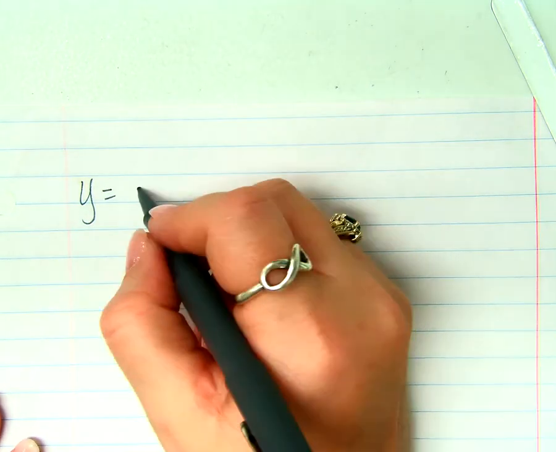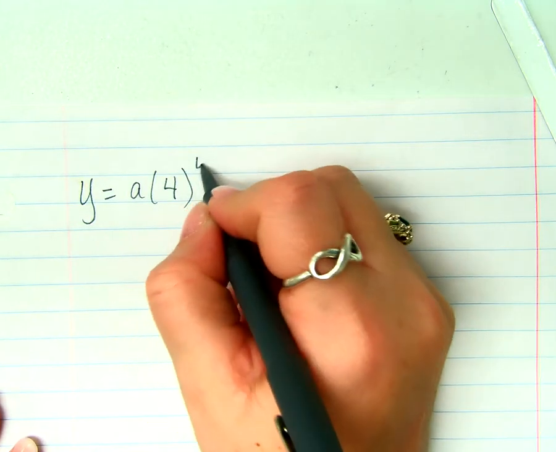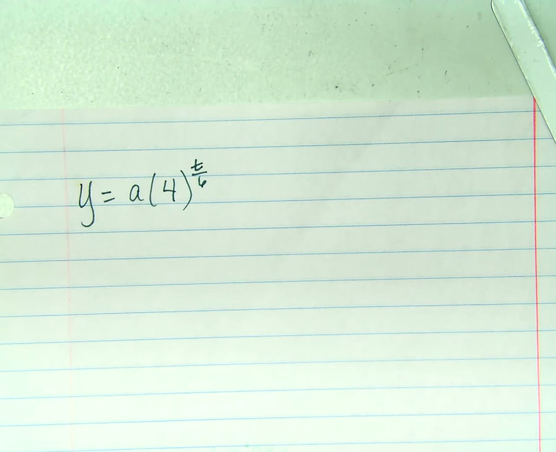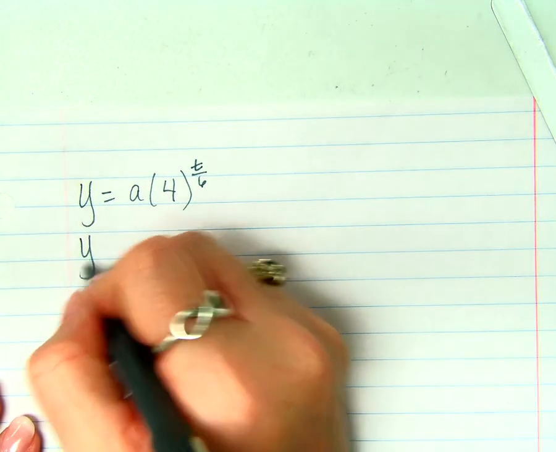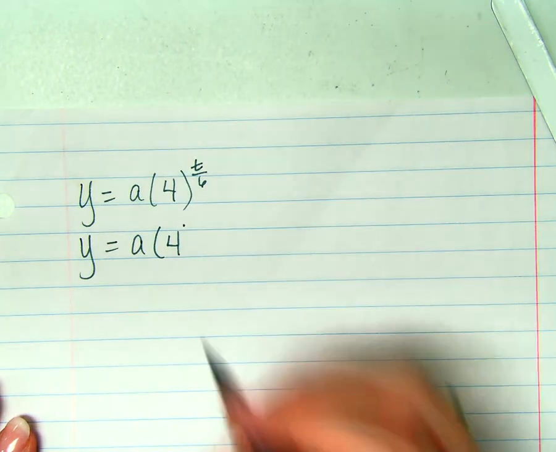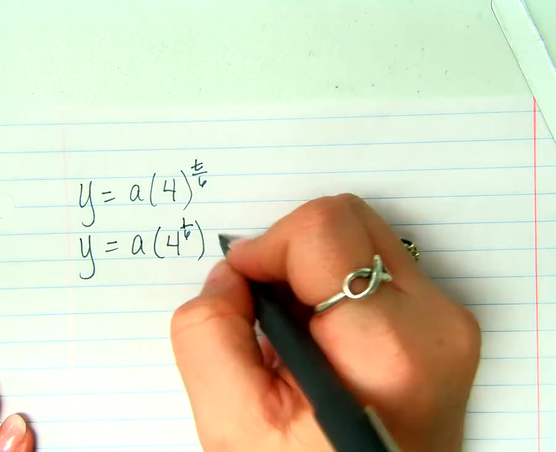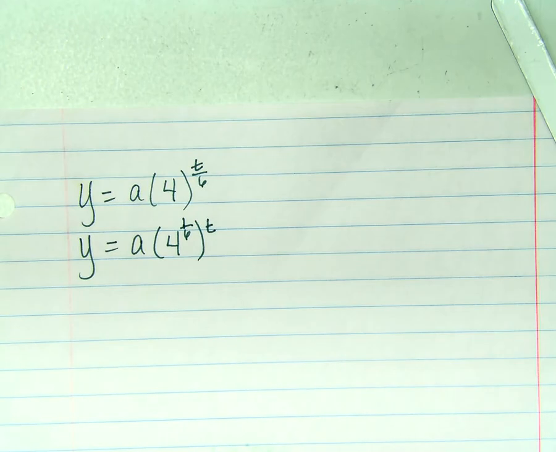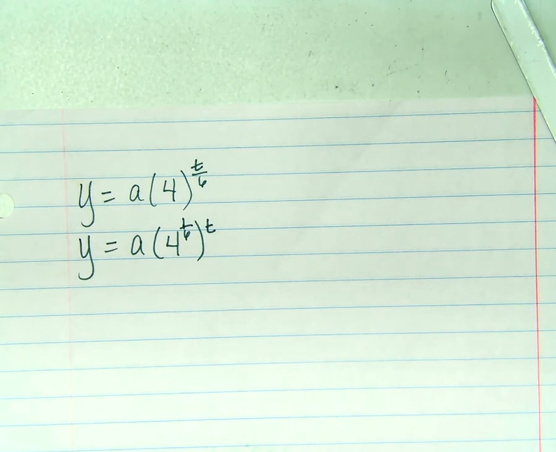y equals a times 4 to the t over 6 power. What do you want to do first? So separate the exponent. So that's going to be y equals a times 4 to the what power? 1/6. Then that is raised to the t power. Absolutely. Now what? Do you know 4 to the 1/6 power?